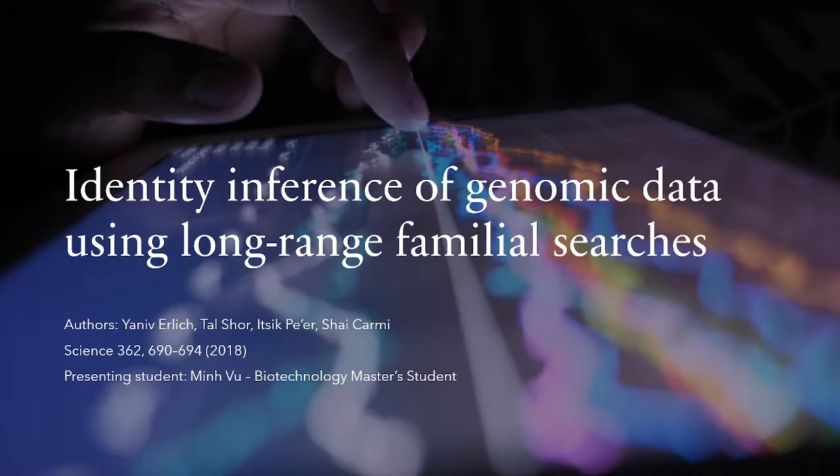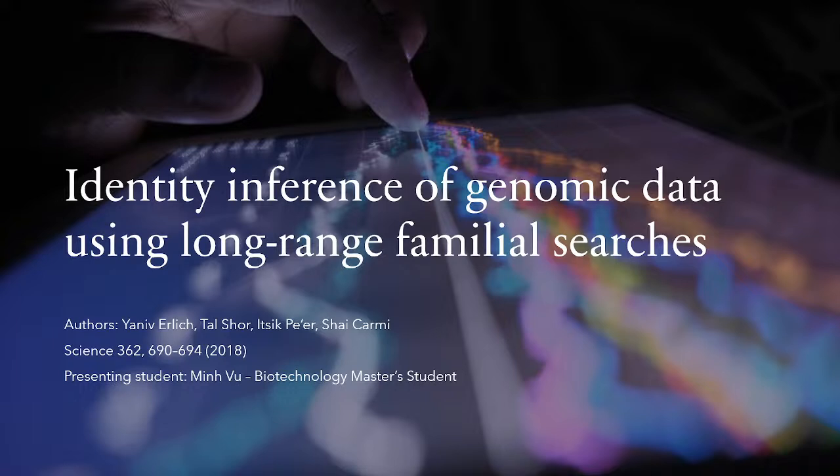So my name is Ming Vu. I am a classmate of yours, but I'm also a biotechnology master student. Today I was tasked with providing a short summary of this paper, the identity inference of genomic data using long-range familial searches. Obviously, I'm not qualified to teach anybody anything, but I find this paper extremely interesting and I would like to take a shot at it.